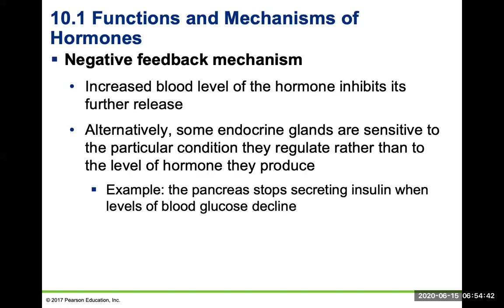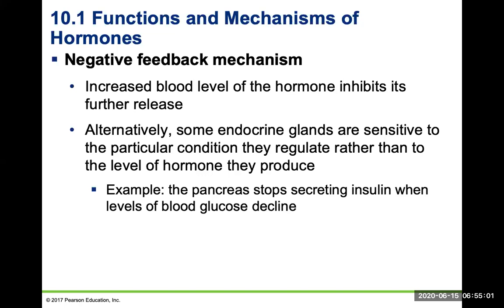Negative feedback mechanism is really important in the endocrine system. The increased blood level of a hormone inhibits its further release. So that just means when the levels of a hormone are adequate in the body, they go up and tell the brain, okay, you can stop sending us more hormones because there's enough of us.